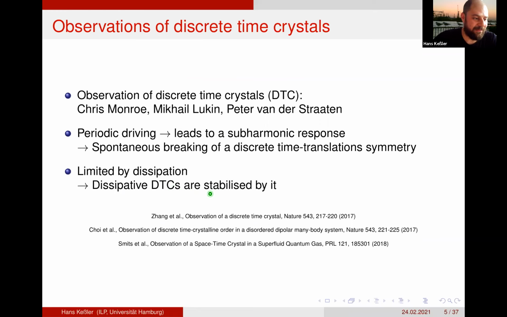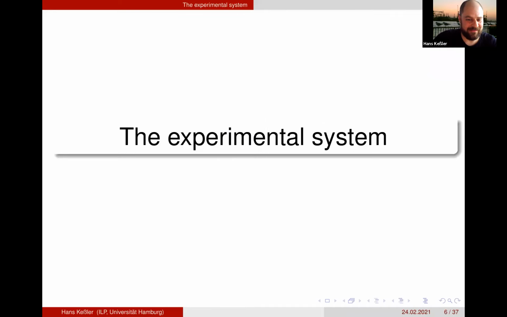So in the end, what happens is that you have an energy flow through the system, which is continuous, but still the system is somehow stabilized by this. So how does our experimental system look like? This is what I want to introduce first, because you need to know what we are working with.